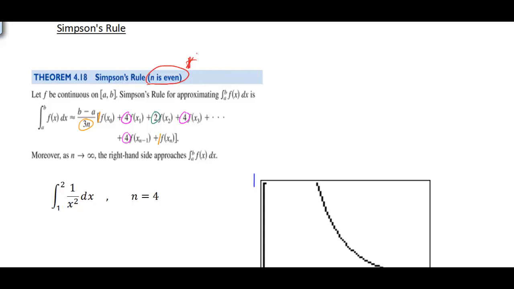Okay, so the number of intervals has to be even. If you're using n equals an odd number, you cannot use Simpson's rule. You would have to use the trapezoidal rule.